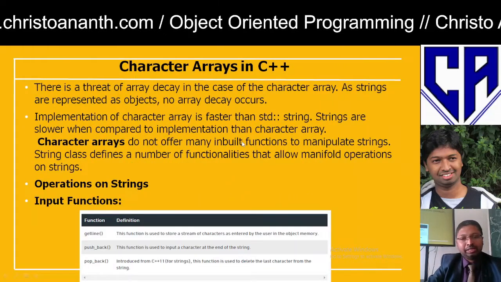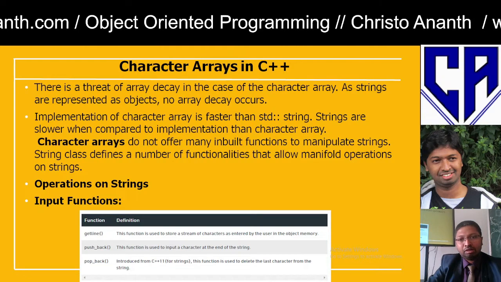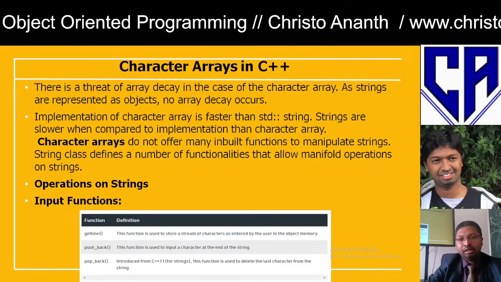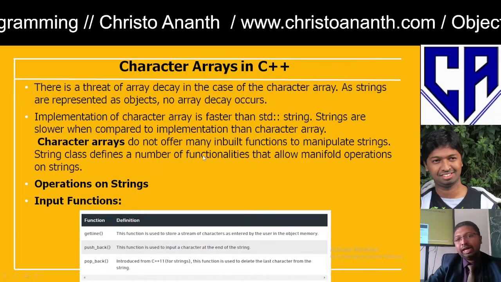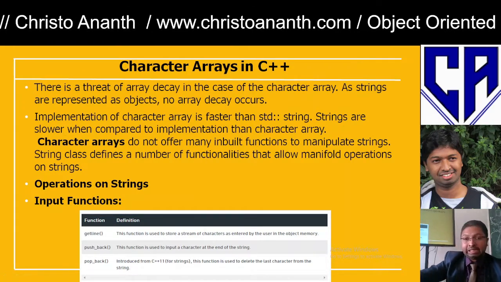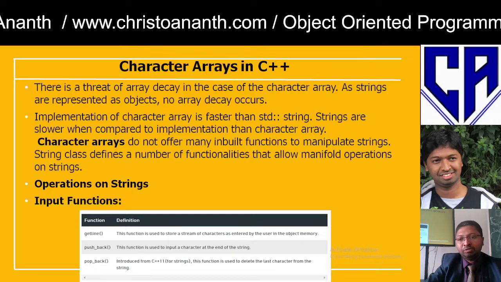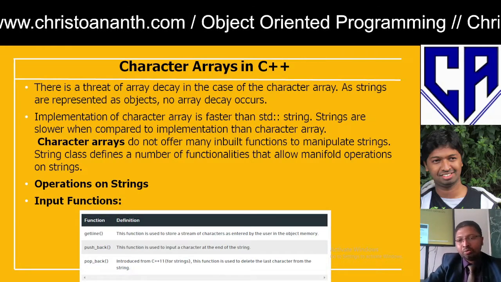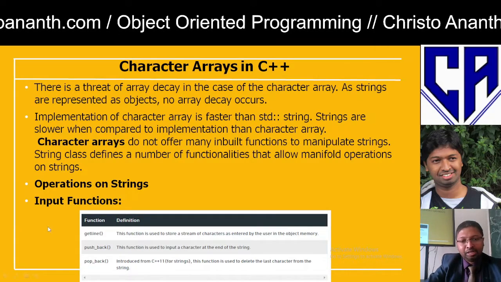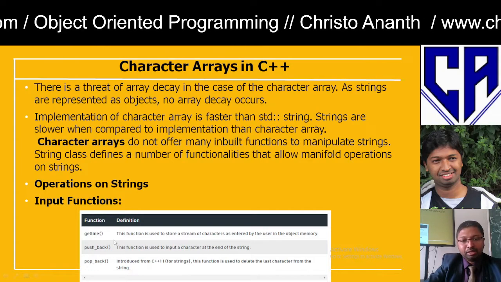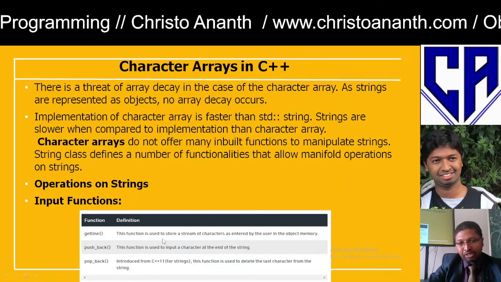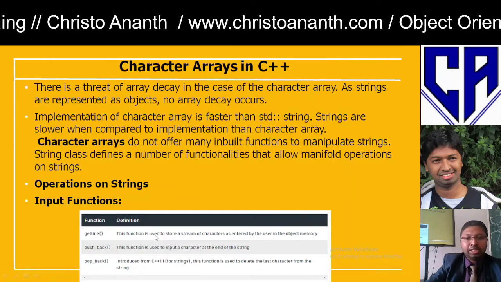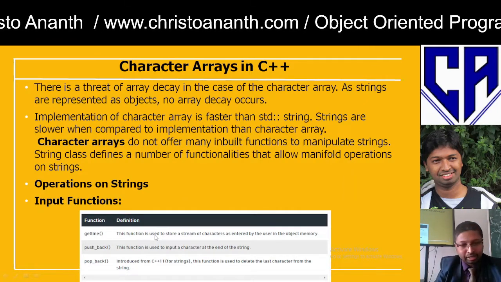So this is character arrays in C++. Generally we would be having the inbuilt functions even, but character arrays in itself don't have any inbuilt functions to manipulate the strings. So we pass external arguments like getline, push_back, and pop_back. Okay, so getline is a function which is going to store a stream of characters.